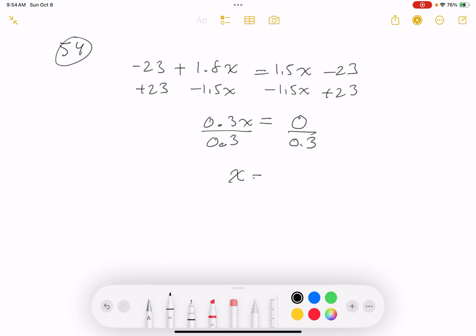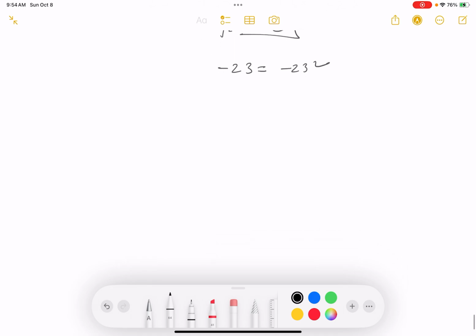And this is nice. What do you get? You get x equals 0. Can I check that? Yeah, pretty easily. Check in the original. You get minus 23 equals minus 23. It checks out beautifully. Also very easy to check.